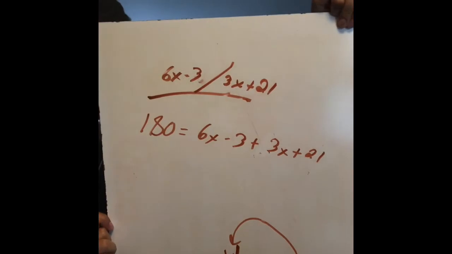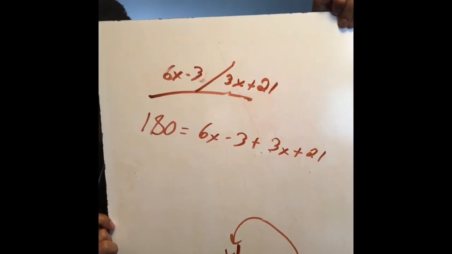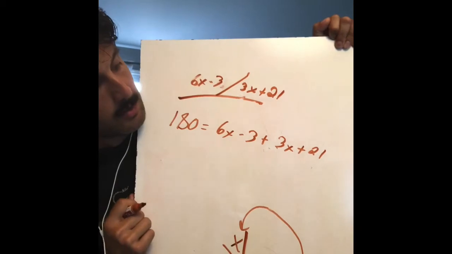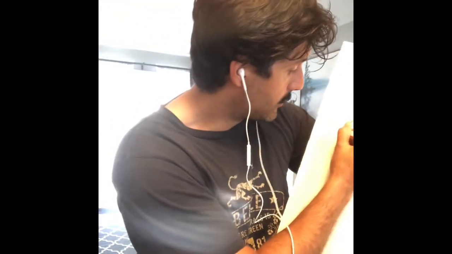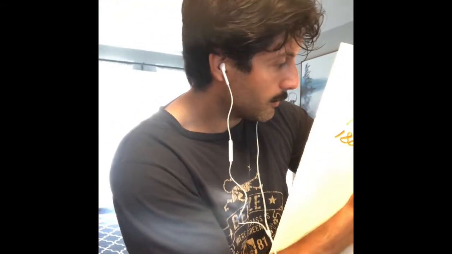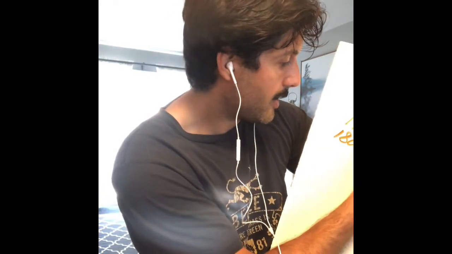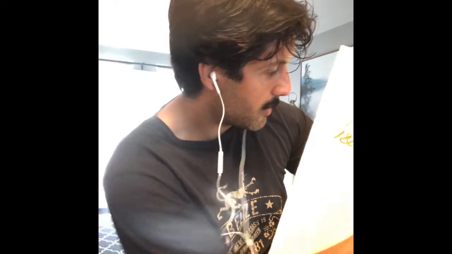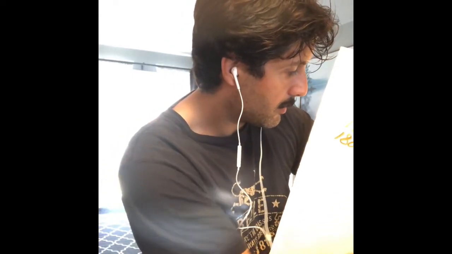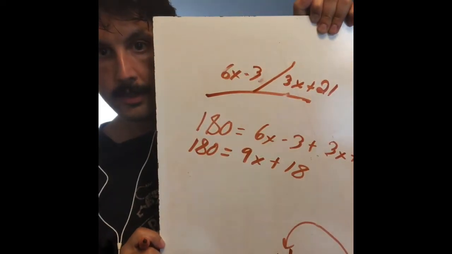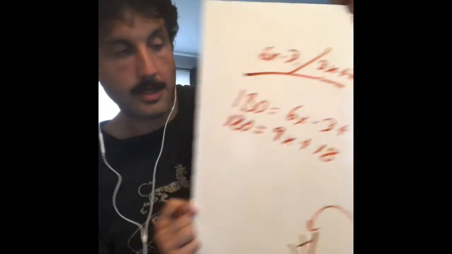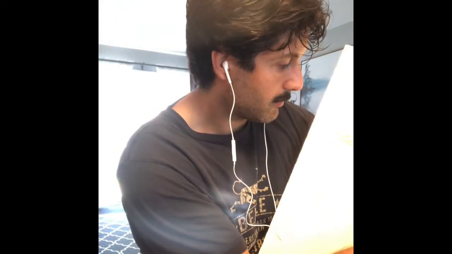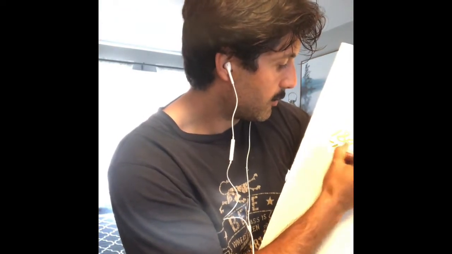So we're here. 180 equals 6x minus 3 plus 3x plus 21. Collect like terms. We did this before. We're going to do it again. Collecting like terms. 180 degrees equals, I have 6x and 3x is 9x. Minus 3 plus 21 is plus 18. So 180 equals 9x plus 18. Now isolate the x. Subtract 18 from both sides.